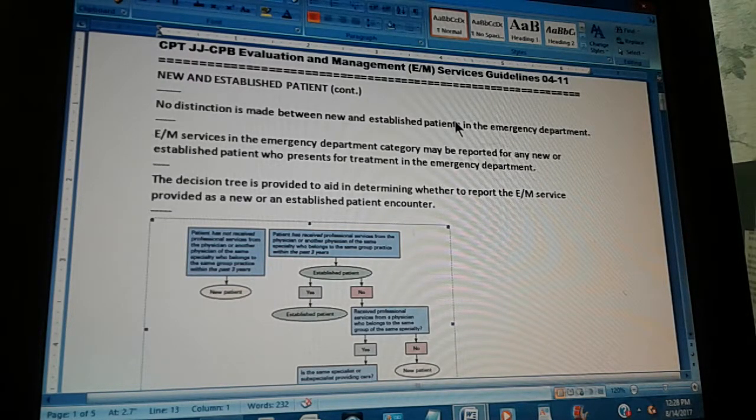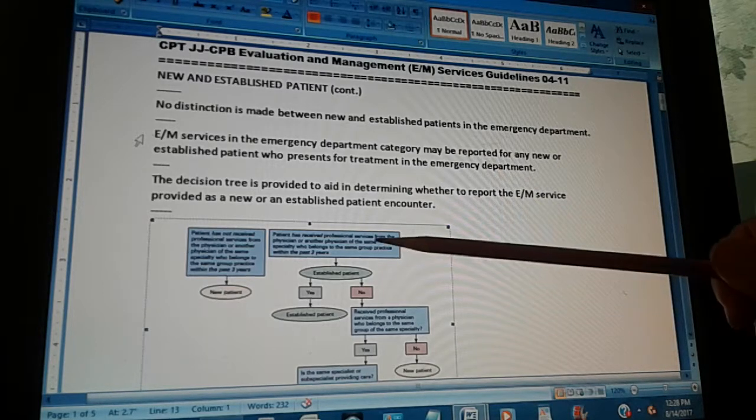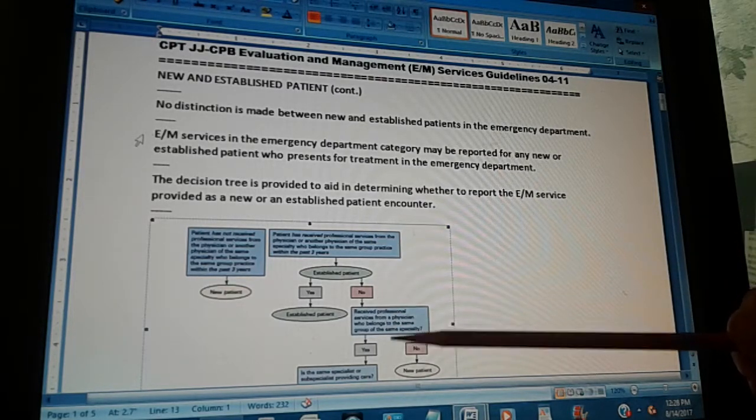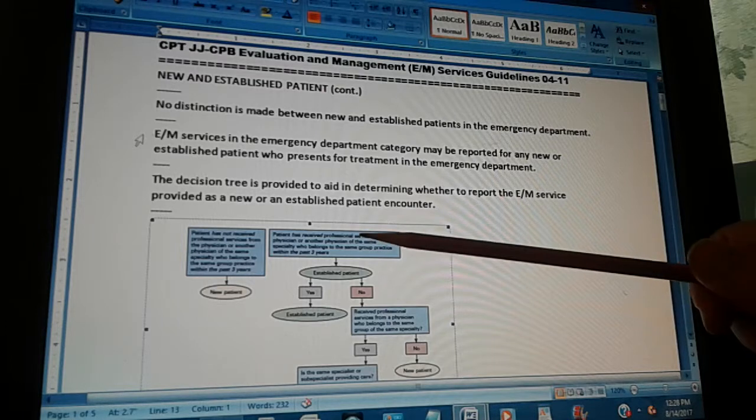E&M services in the emergency department category may be reported for any new or established patient who presents for treatment in the emergency department. So the categorization is exactly the same. The decision tree is provided to aid in determining whether to report the emergency department evaluation and management service as a new or an established patient encounter. And the decision tree is exactly the same as the one for a doctor's office.